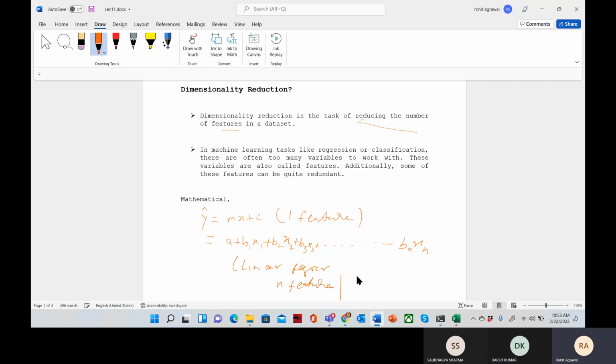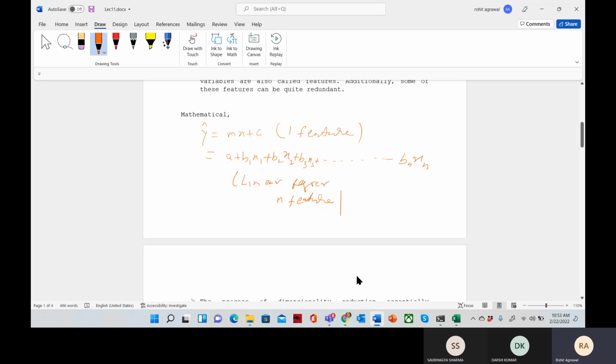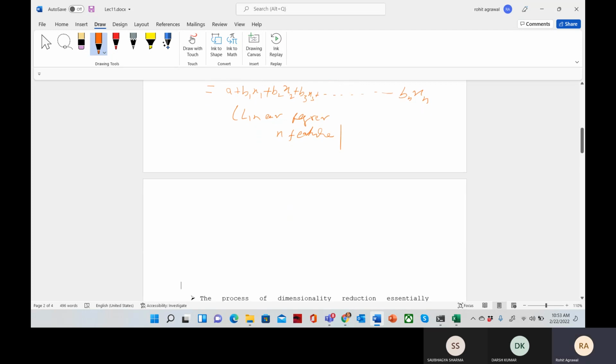Yes, sir. So that means if you are creating your own model, you need to find these parameters a, b1, b2, b3. You need to calculate all these parameters a, b1, b2 up to bn. Now if n is large, then it is difficult to calculate all these parameters.